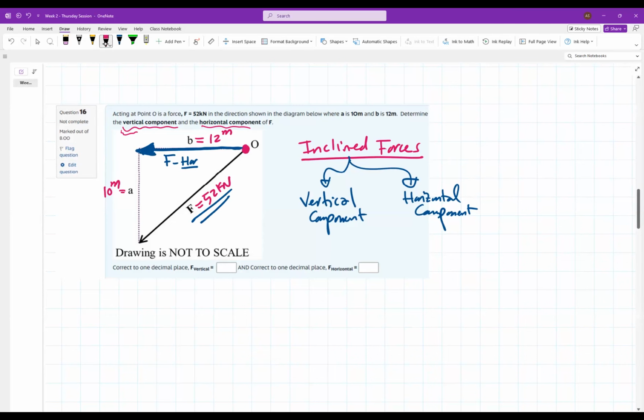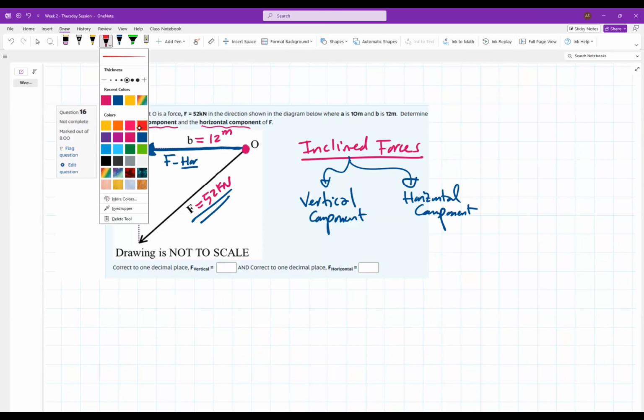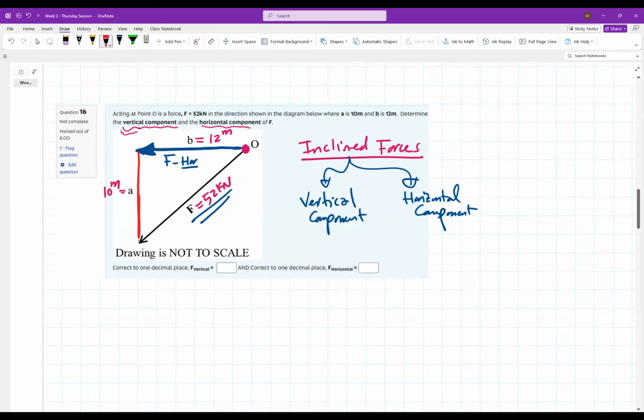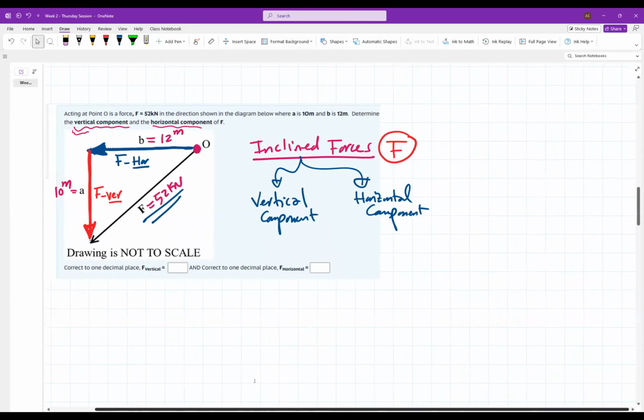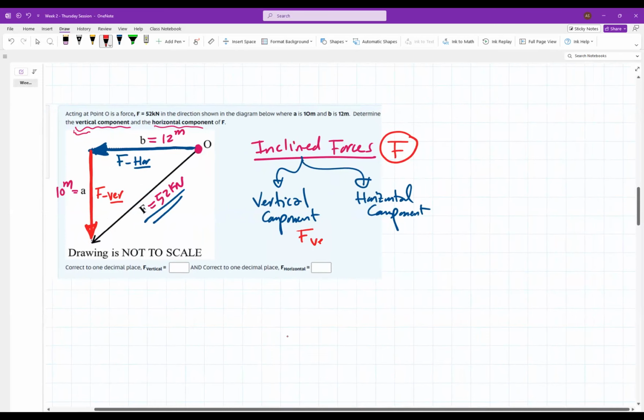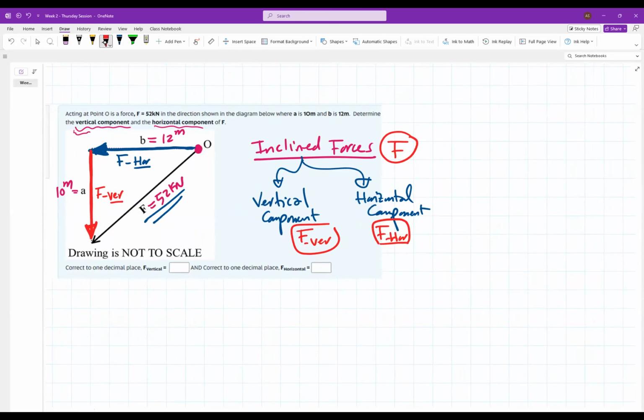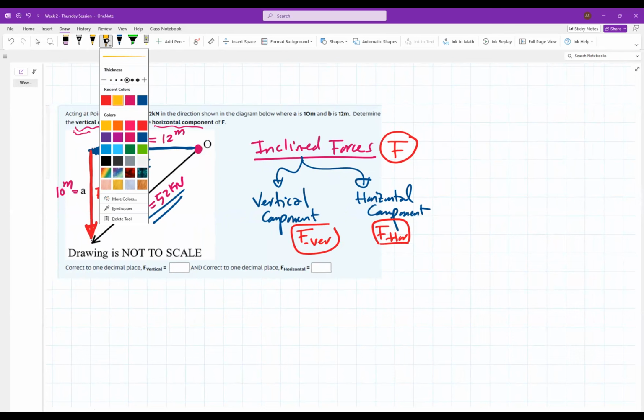And the other component will be vertical, and I will call it FVER or F vertical. So the inclined force F will be analyzed into the two components, F vertical and F horizontal. Is that okay? So how can we do that? We can do that using trigonometry functions or trigonometry angles here.